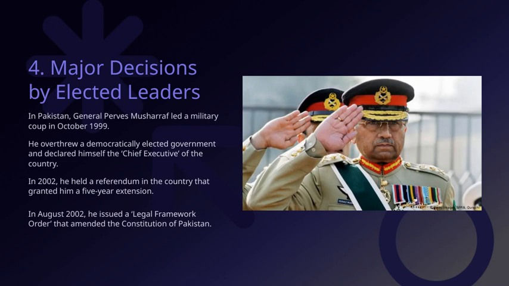Following this, Musharraf declared himself the chief executive of Pakistan, positioning himself as the country's top leader, bypassing the usual democratic process. Then, in 2002, he held a referendum, a kind of vote, which granted him a 5-year extension in power. This move was controversial because it was seen by many as a way to legitimize his rule. Later that same year, he issued what's called a legal framework order, which amended the Pakistani constitution. This was a crucial step because it allowed him to reshape the legal and political landscape of the country, further consolidating his authority.